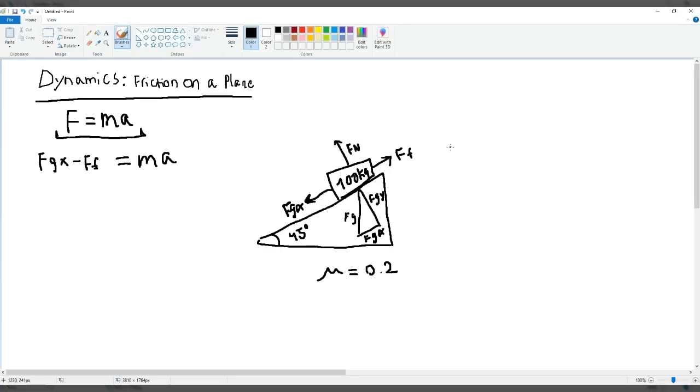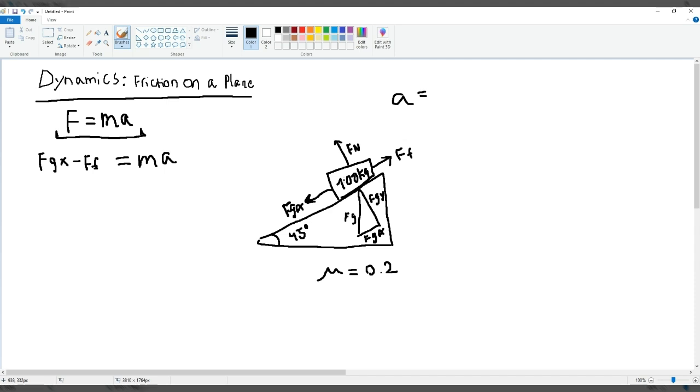Okay, hello everybody. So today we'll be discussing dynamics in Physics 11, friction on a plane. Let's imagine that we have a plane right here, which is 45 degrees, and we have this block sitting on this plane which weighs 100 kilograms, right? We want to find the acceleration of the block because once it starts from rest, it will keep moving downwards and it will accelerate due to gravity, right?